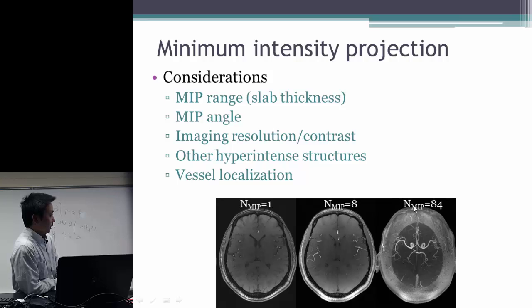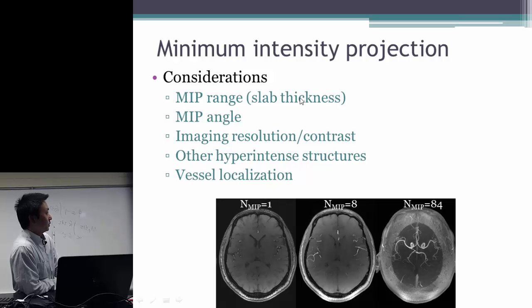But if we do a projection over the whole imaging slab, which is 84 slices in this case, we can see even more. We can see an even longer trajectory of the vessels, because now it contains all the information of the vessels. But we are also seeing those high signals from the scalp, so this would interfere with the viewing of the final images.